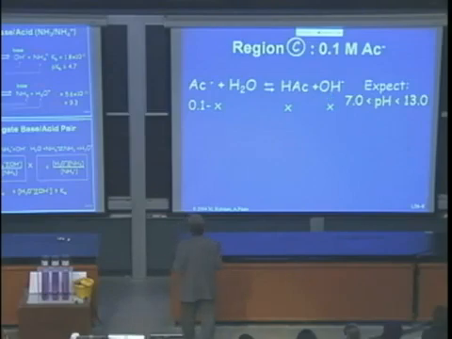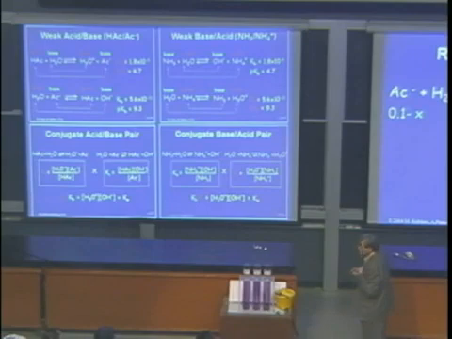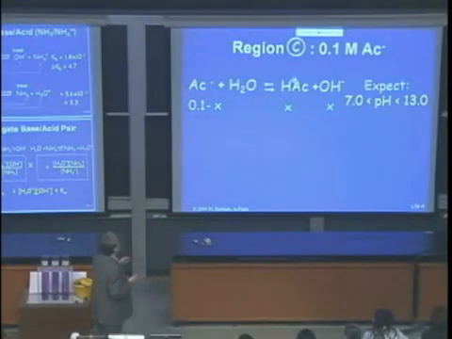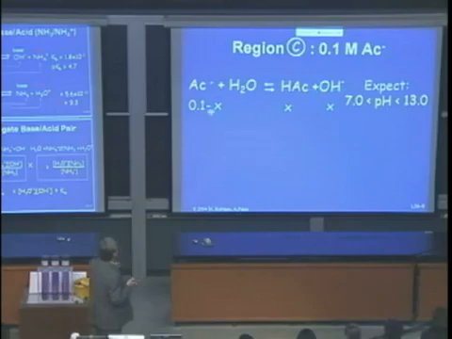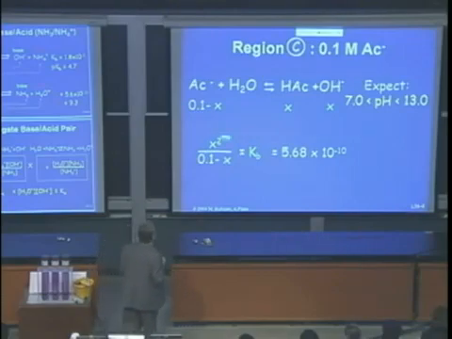We know what that constant is. That constant is 5.6 times 10 to the minus 10. All right, that's that equilibrium. So we say X squared, this concentration times this concentration, divided by 0.1 minus X, gives us our constant, and the number we know, so X squared over 0.1 minus X is 5.68 times 10 to the minus 10, okay? Now with this, we can solve this.